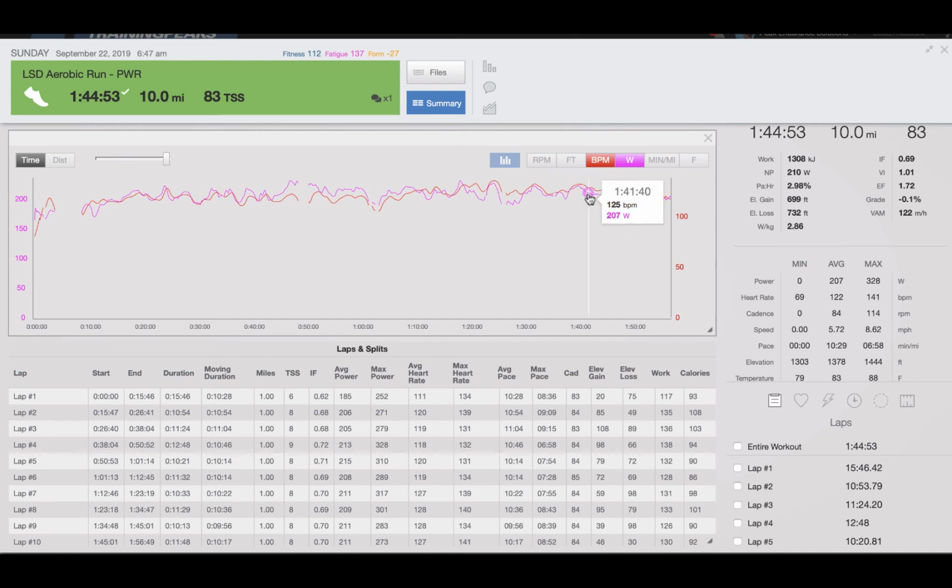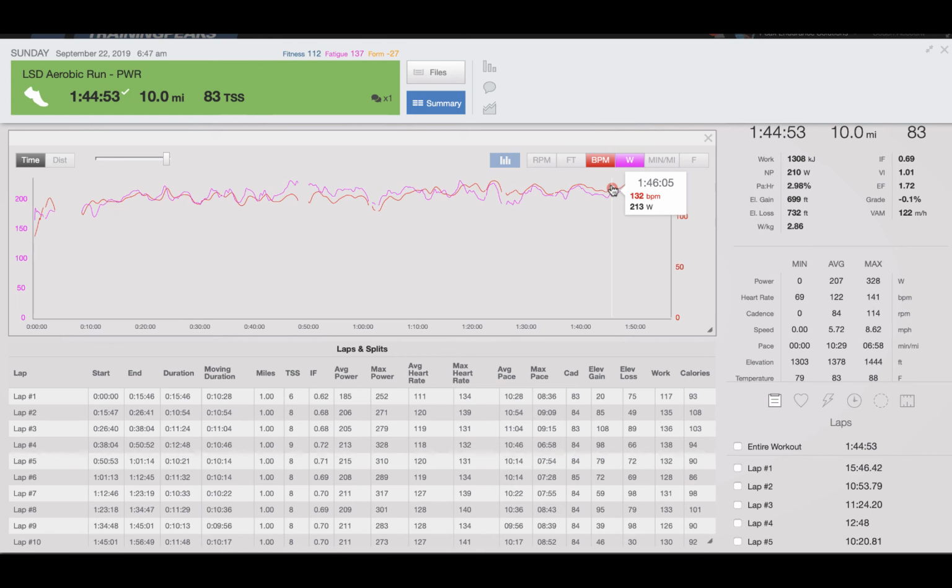Now, some of the things that you need to take into account when you're looking at this decoupling metric and someone's heart rate is all of the different factors that affect heart rate. When we're thinking about environmental factors, we have heat, humidity, dew point, and even wind to some extent, if you're running into a headwind versus with a tailwind. But the big ones are heat, humidity, and dew point.